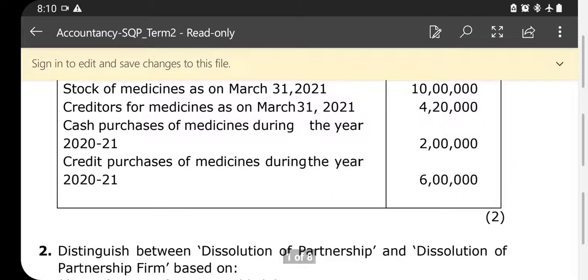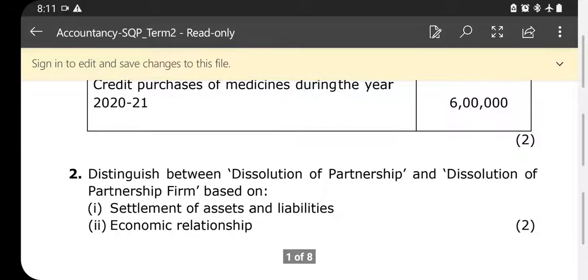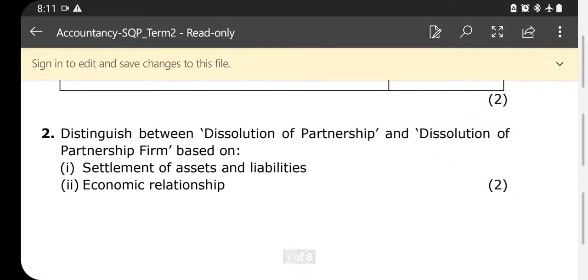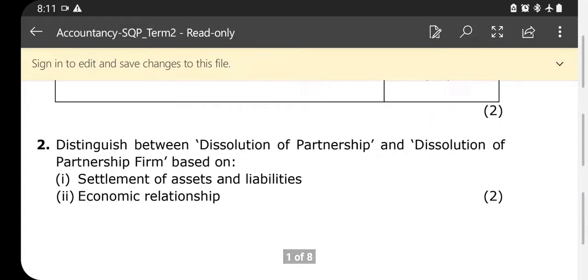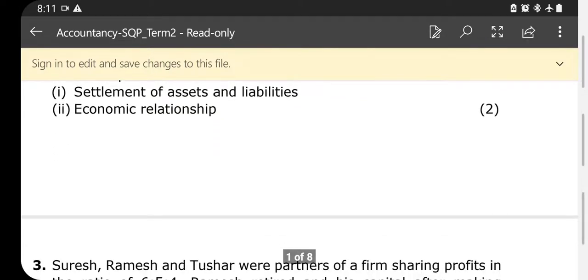And cash purchase of medicines during the year 2020-21, 2 lakhs. Credit purchase of medicines during the year 2020-21, 6 lakhs. This carries 2 marks. Second question, distinguish between dissolution of partnership and dissolution of a partnership firm based on number 1, settlement of assets and liabilities, second one, economic relationship, carrying 2 marks.